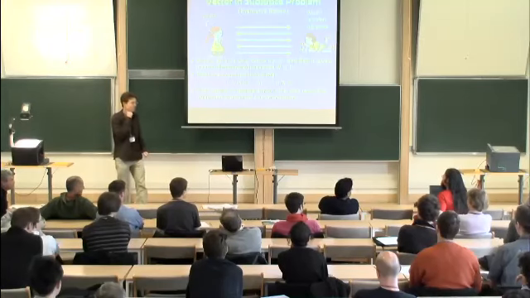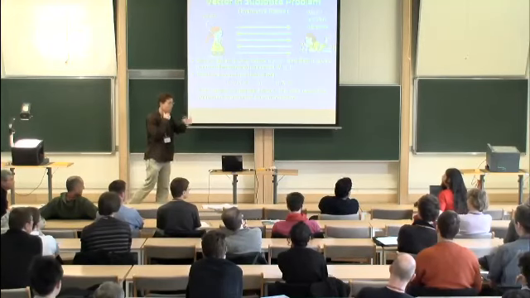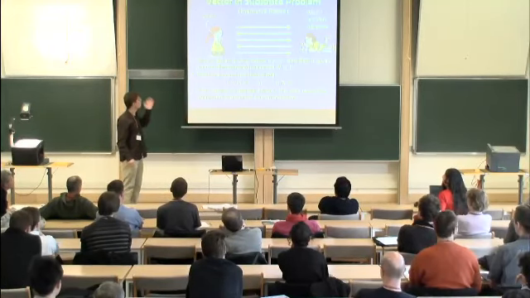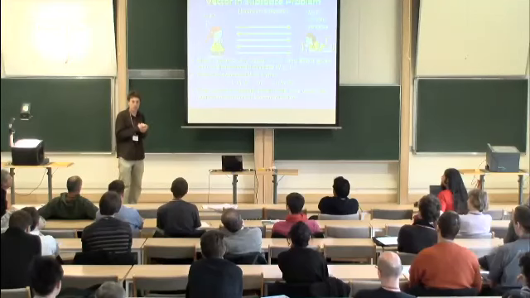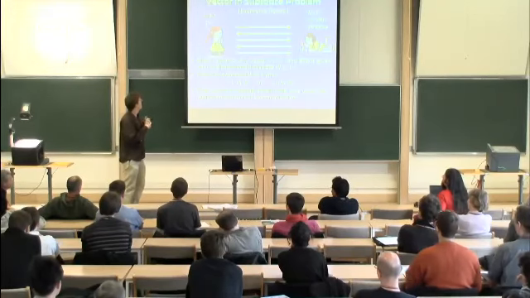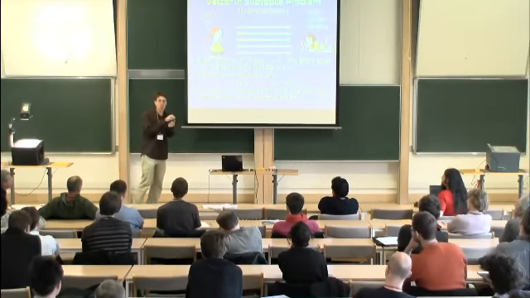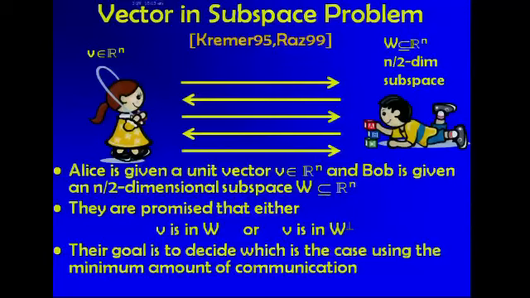How much better can you do? The naive thing would be to send all of V, right? These are real numbers, but you don't need extremely good precision. Essentially, n log n bits are enough. Alice just sends the vector V to within some precision, and then Bob can just compute the overlap of V with W.